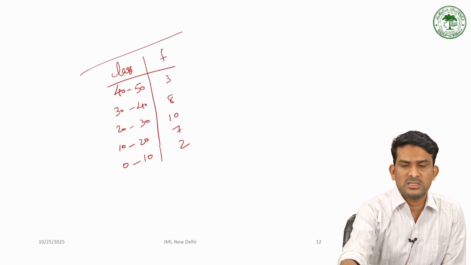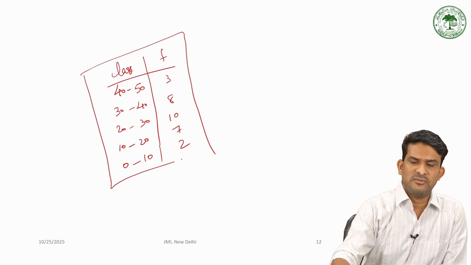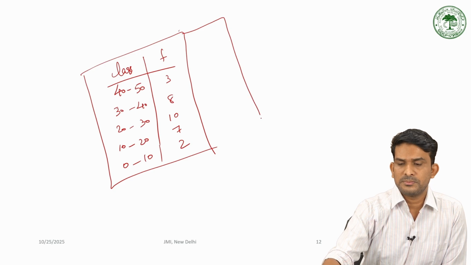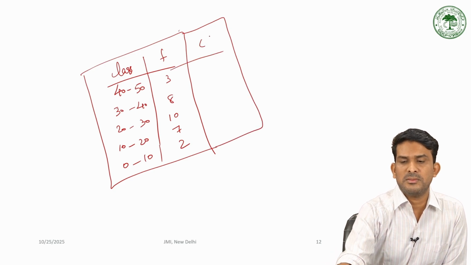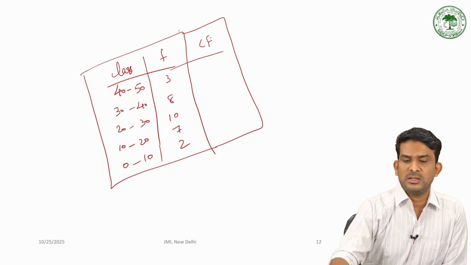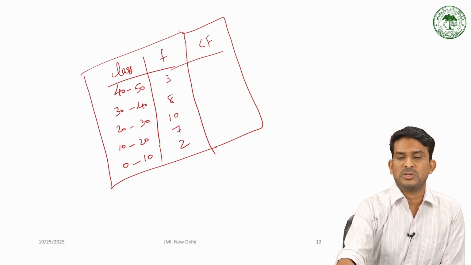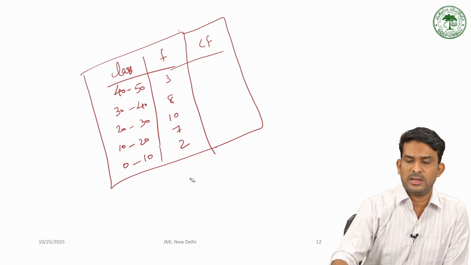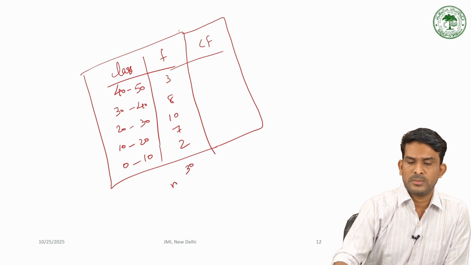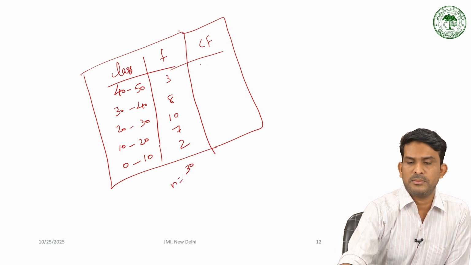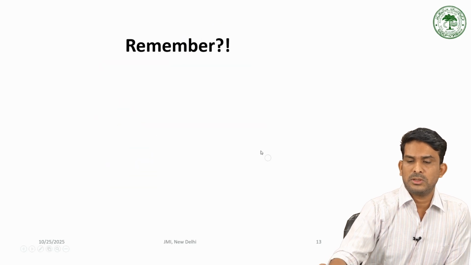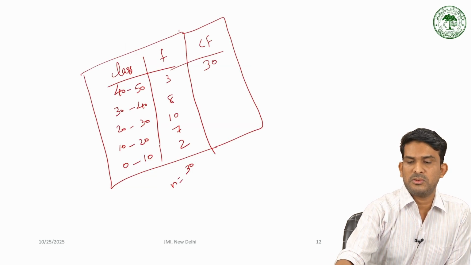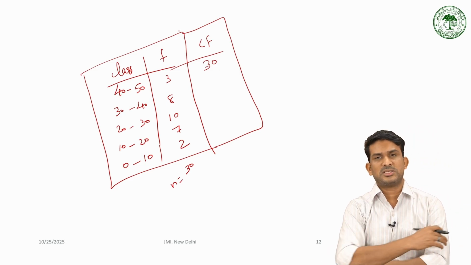Suppose this is the frequency distribution you have. If it is this way, how do we calculate? When you go for cumulative frequency, you can begin from this side, or you can write the total frequency. What is the total frequency? N. Here, it is 30. So you can write the 30 here. The total cumulative frequency of the highest class will be 30.